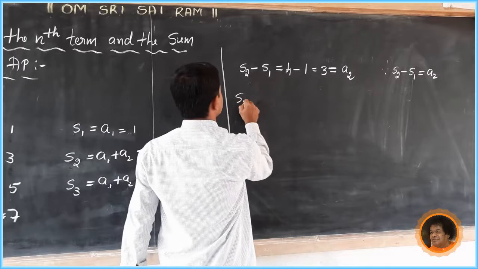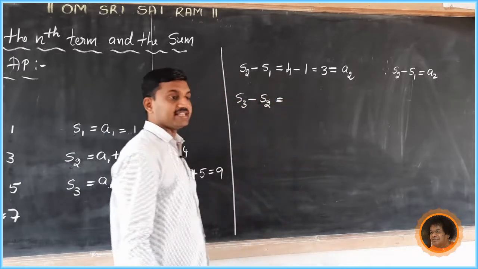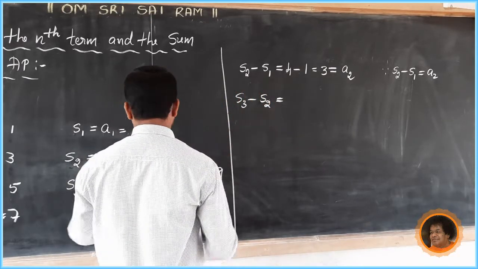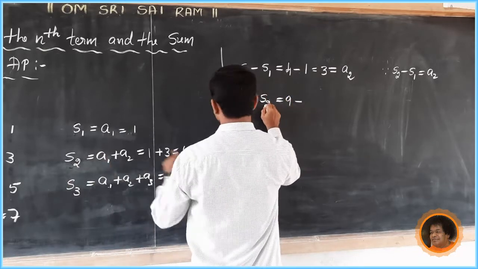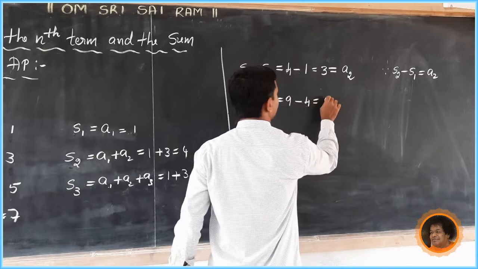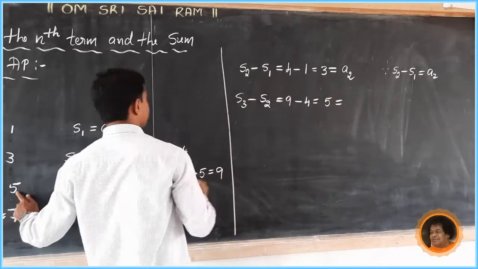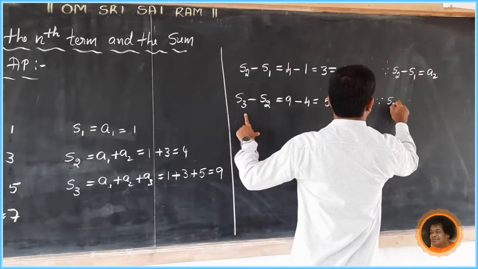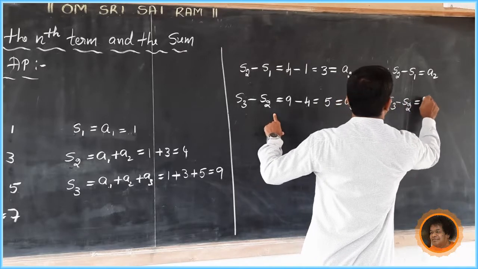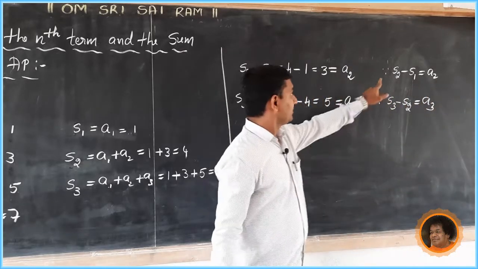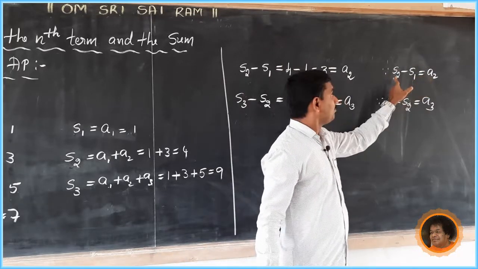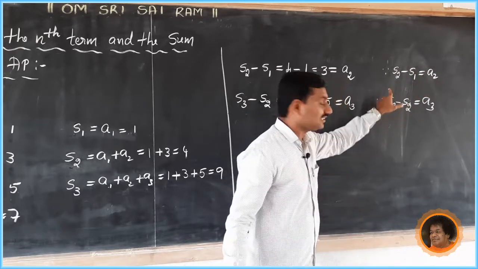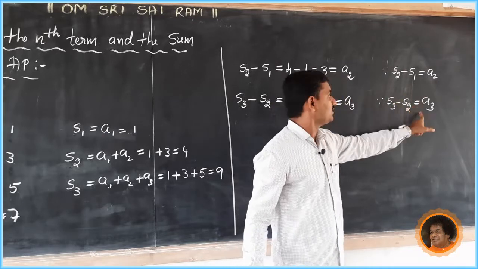And next find S3 minus S2. What is the meaning? The sum of the first three terms minus the sum of the first two terms. So S3 value 9 minus S2 is 4, 9 minus 4 is 5, which is equal to the third term a3. So S3 minus S2 equal to a3. Look here, S2 minus S1 equal to a2: the sum of the first two terms minus the sum of the first term is the second term. Here the sum of the first three terms minus the sum of the first two terms is the third term.